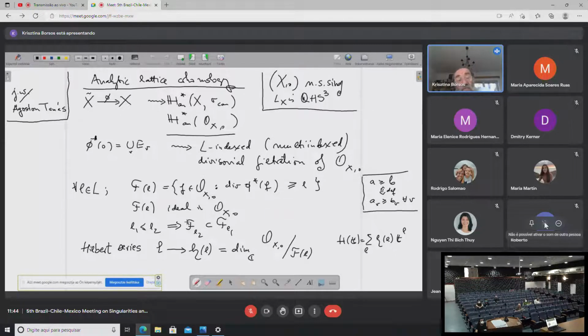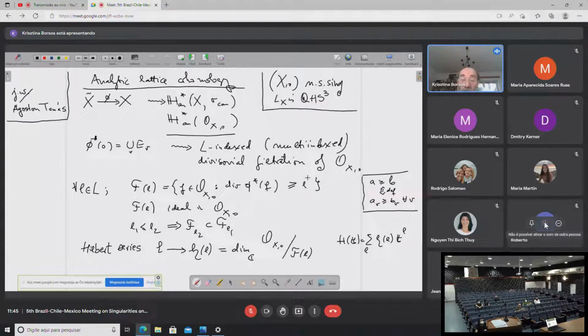If I fix a lattice point L in the lattice, that means that I fix a non-reduced cycle supported on the exceptional curve, then I'm searching for functions such that the divisor of the pullback of the function is larger than L. Larger means component-wise: A_v is bigger than B_v for any v, that means A is bigger than B.